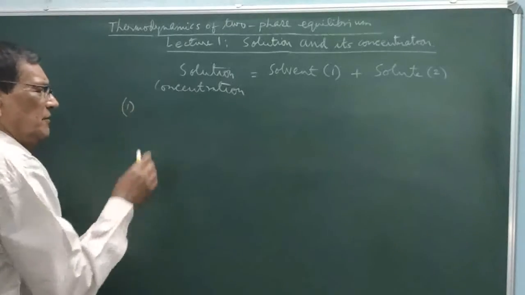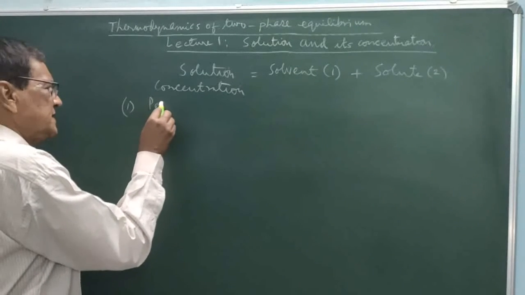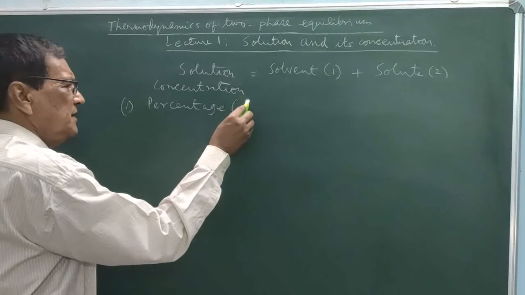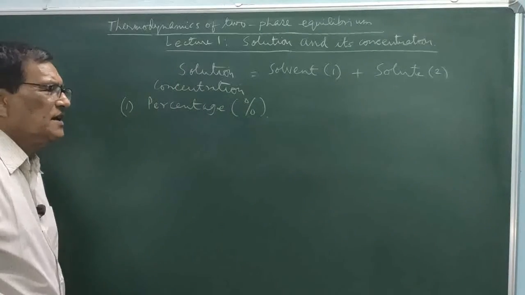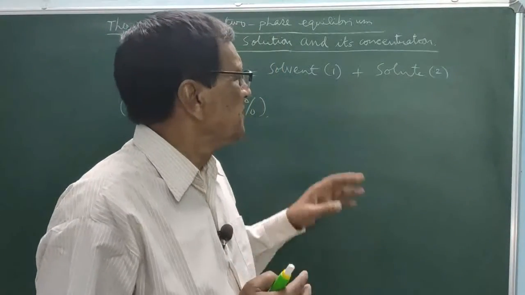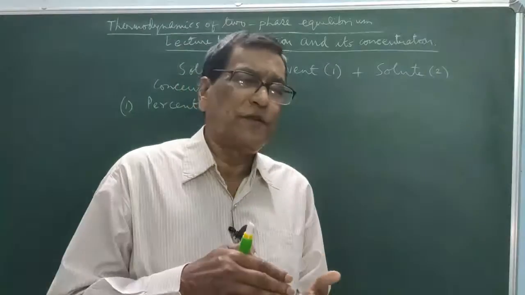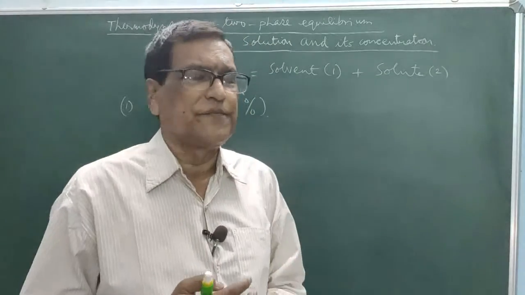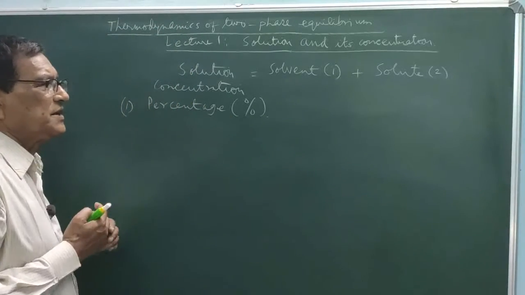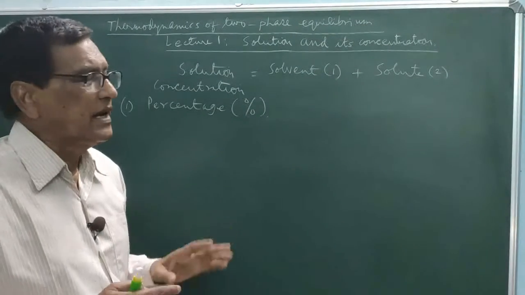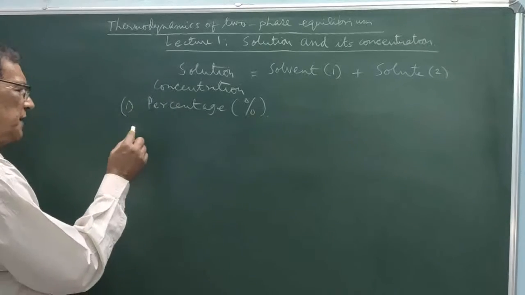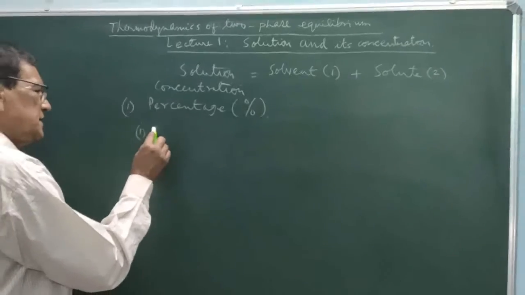First mode, a very simple one, percentage, and it is given this symbol like this. Percentage means it is the parts of this solute dissolved in 100 parts of this solution. So this is the percentage. Suppose we consider 3%, it means that 3 parts of this solute are dissolved in 100 parts of the solution. And this percentage will be of different types, and the first type is the mass percent.